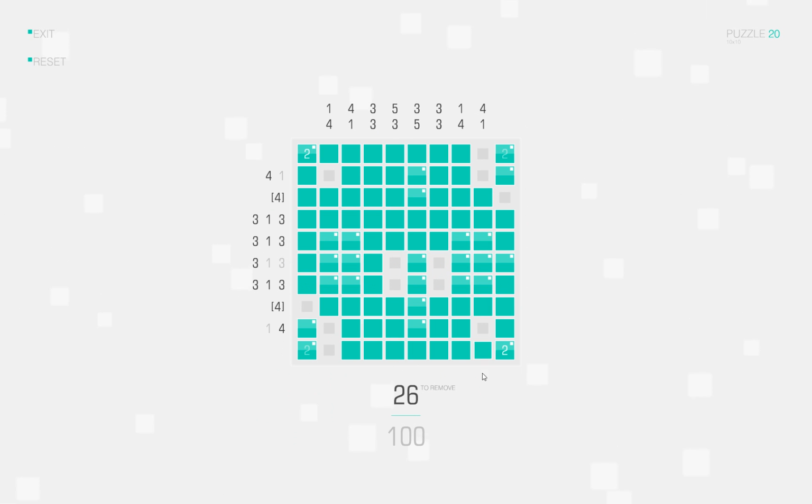And now here 4 and 1. The 1 cannot be here, so the 4 has to be this or this, so it cannot be this one, and the 1 has to go down here. We have our 2, so we can remove this and this.